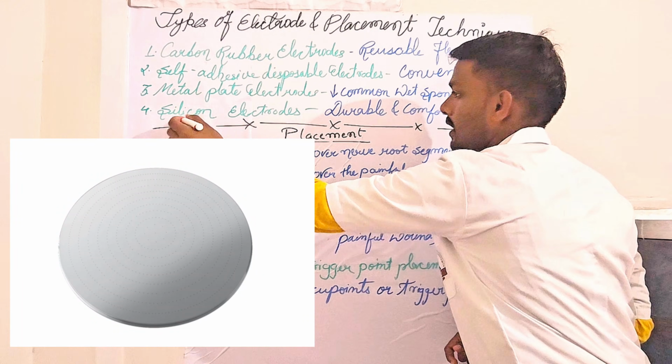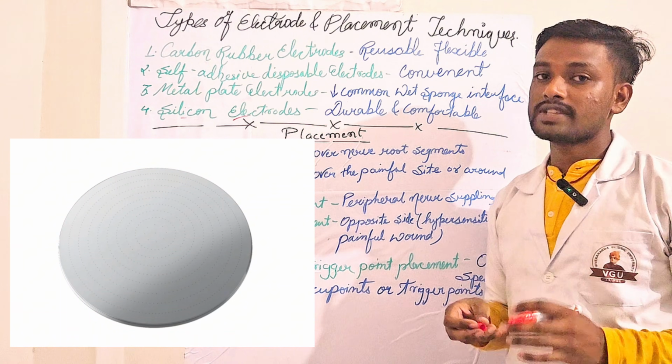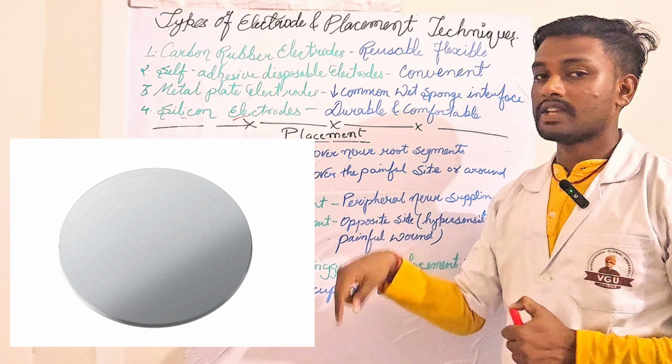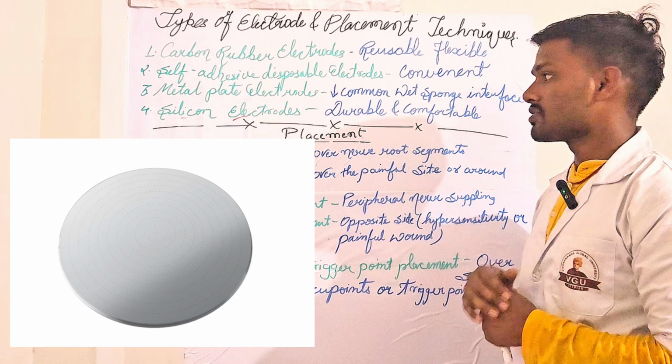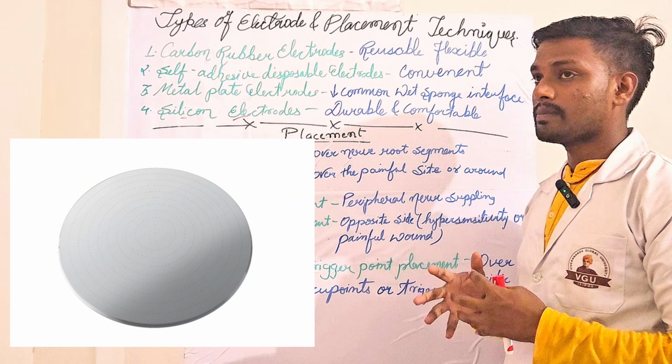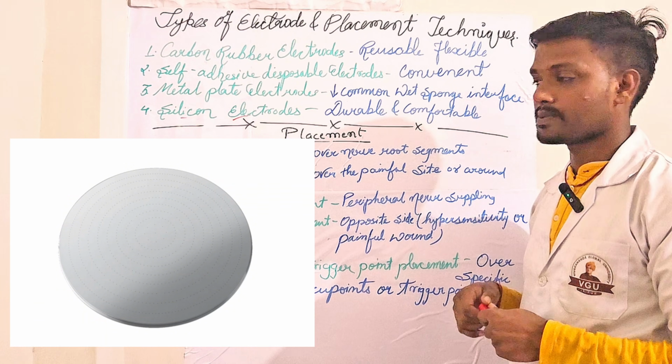Next one is silicone electrodes. Silicone electrodes are pad electrodes which we wet in water, and after that we can use them. They are durable and comfortable for the patient, but after some time they are not much usable in clinics and hospitals.